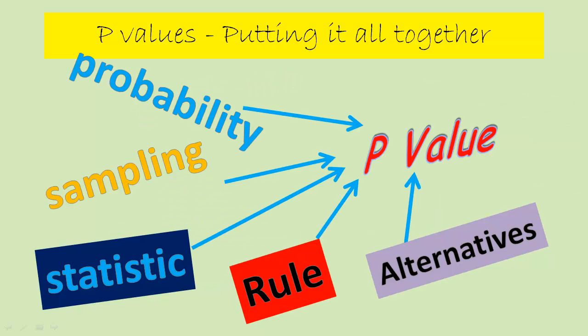So far, while we have been looking at p-values, we have done so by considering their probability and sampling aspects. We'll now look at how the p-value relates to the fact that it is a statistic and what this means. After we have done that, we're left with only two other aspects to consider: decision rules and consideration of possible alternative measures to the p-value.